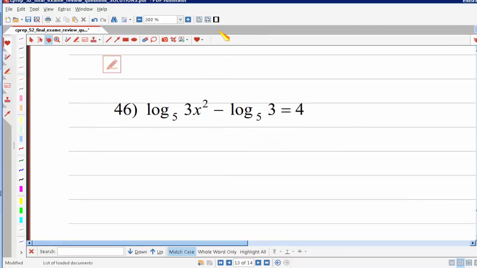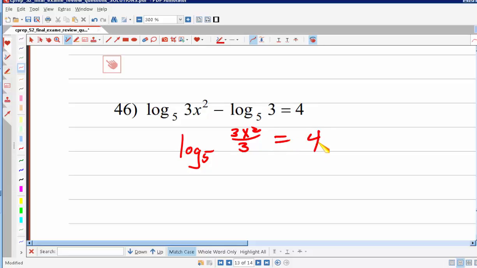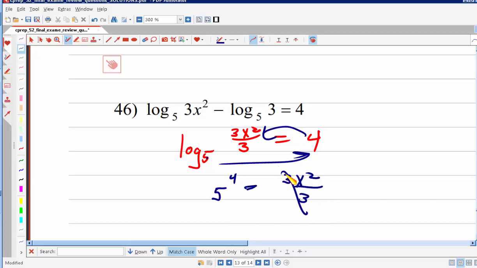Okay, this is log equals a number, so I need to condense first. In any of these equations, you always condense before you do anything else, if you can. So this is going to be 3x squared over 3 equals 4. Now I'm ready to rewrite in exponential form. It's 5 to the 4th power is equal to 3x squared over 3. And note the 3's cross out, so I just get x squared equals 5 to the 4th.